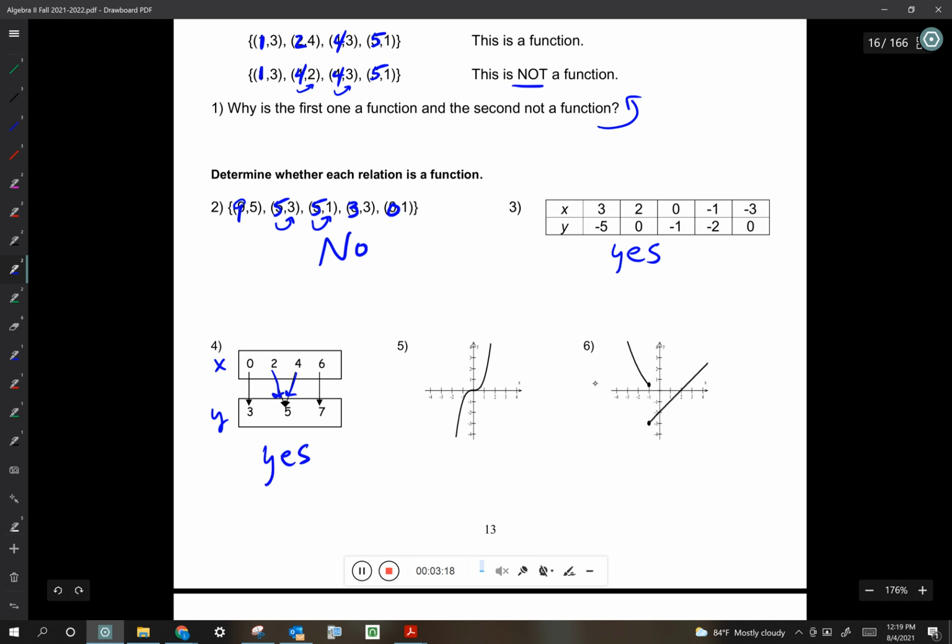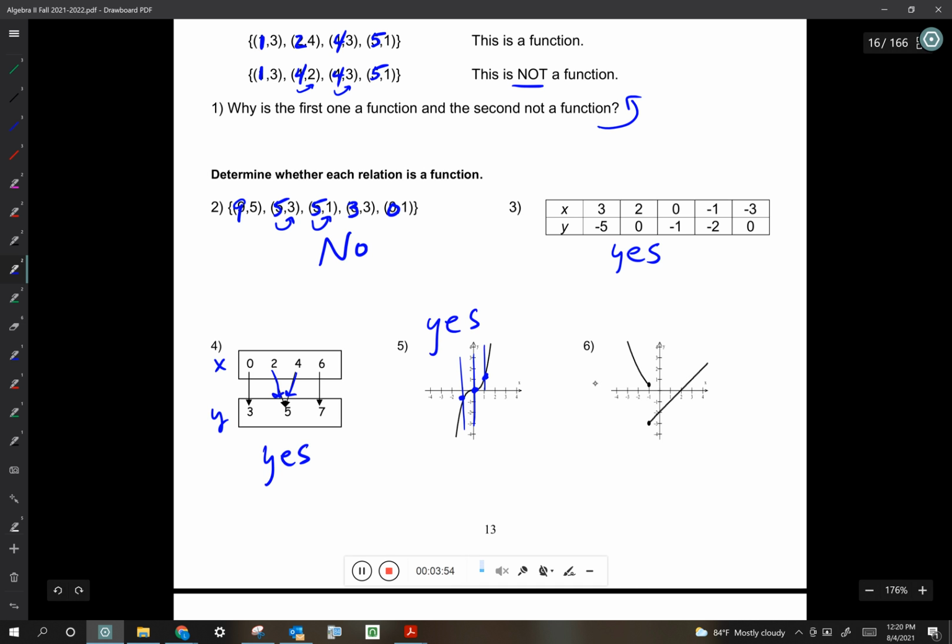This is a function. You may remember talking about these back in Algebra 1, and it's easy to tell if something is a function if you have the graph, because you can use the vertical line test. If you can draw a vertical line anywhere on the graph, and it only hits the graph one time, notice this vertical line hits only one time, this vertical line hits only one time, so it's okay to hit one time, but if you draw a vertical line and it touches the graph more than one time, then it's not a function. So this one is still a yes.